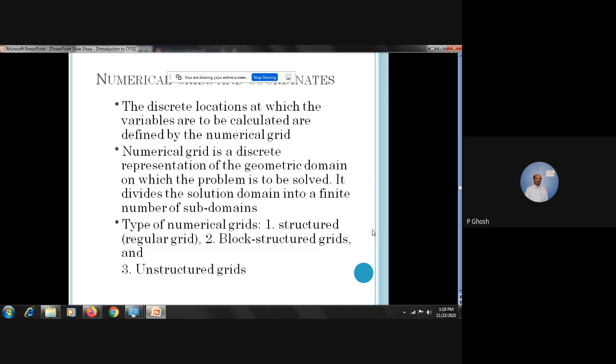So the numerical grid is a representation of the geometric domain in which the problem is to be solved, and it divides the solution domain into a finite number of subdomains. Typical numerical grids are structured and block structured, like a couple of grids together. Like in a flat plate problem, we can take a fine grid inside the boundary layer because you have to capture it, and outside you can take a coarse grid, meaning the grid spacing is more. Unstructured grids can apply to different types of geometry.